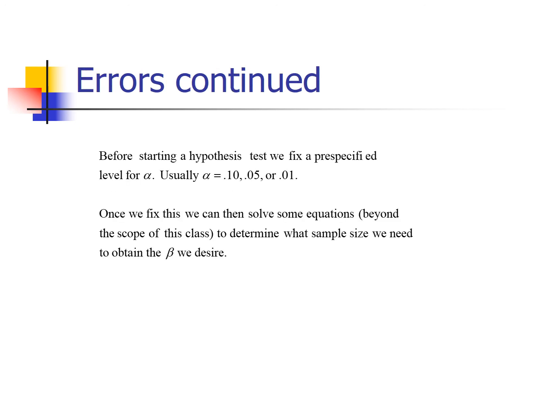So, classical hypothesis testing starts like this. We will continue with the details in the next PowerPoint. But classical hypothesis testing starts like this. We generally fix a pre-specified level for alpha. We generally decide ahead of time what our alpha is going to be. It's generally accepted that the alpha is more important than the beta, so it becomes our starting point.